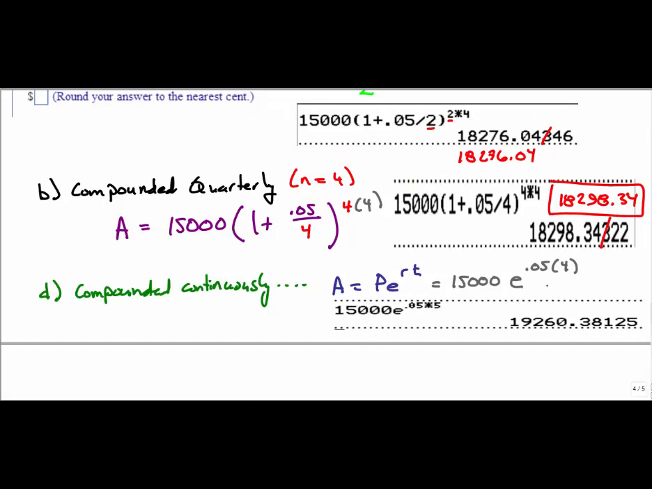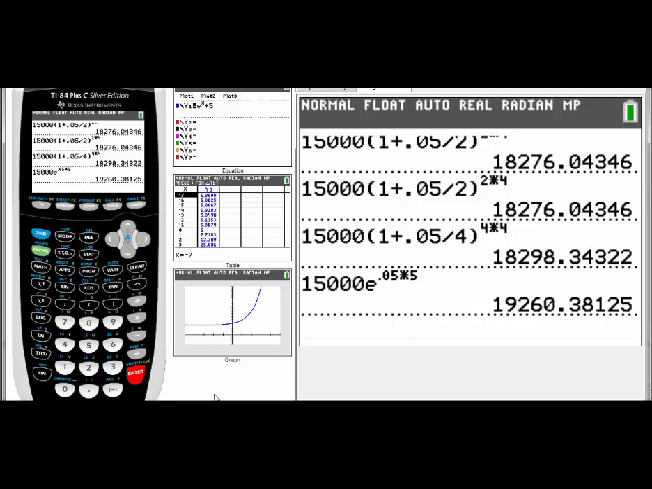Okay, wait, I think I see a mistake here. If you notice right here, I put in 5 for 5 years, but it should be 4, because up here in this formula I had a 4. So let's go ahead and go back into the calculator. Now our number is going to be a little bit smaller.